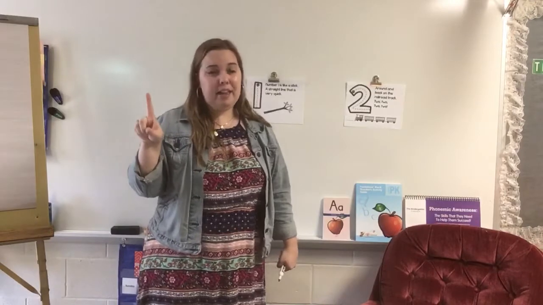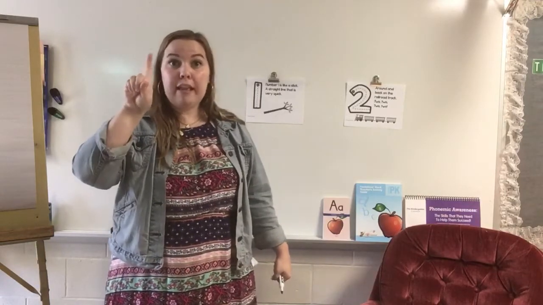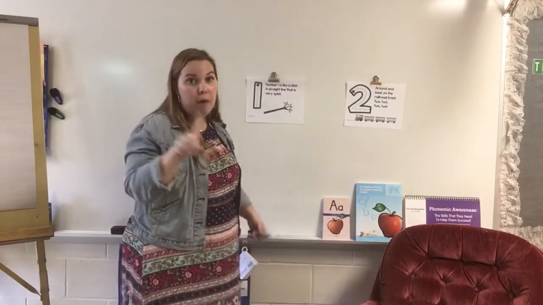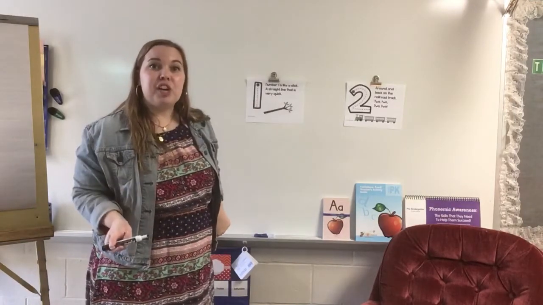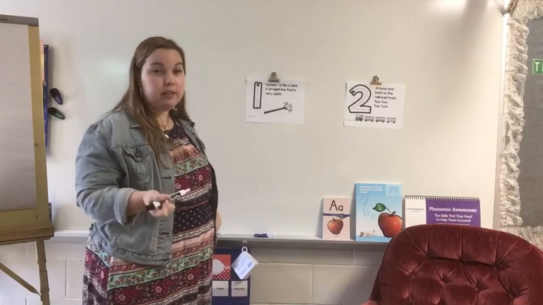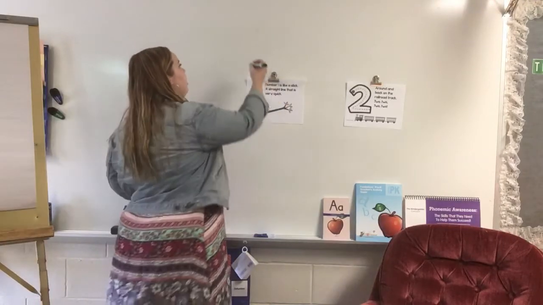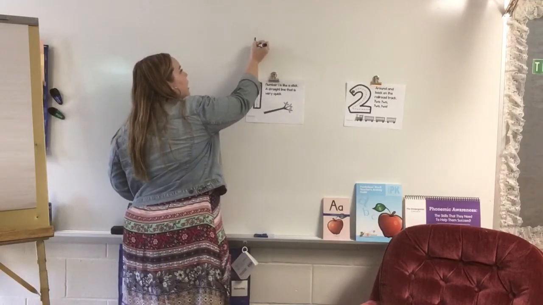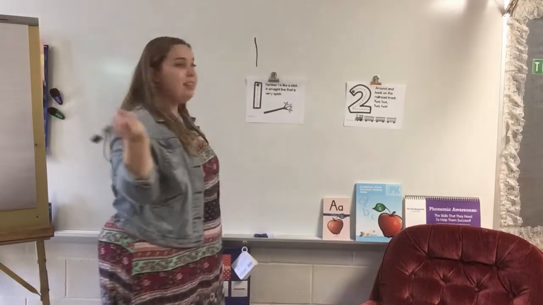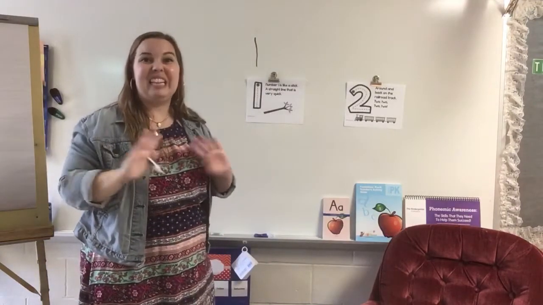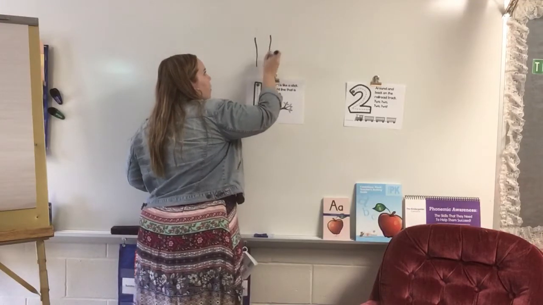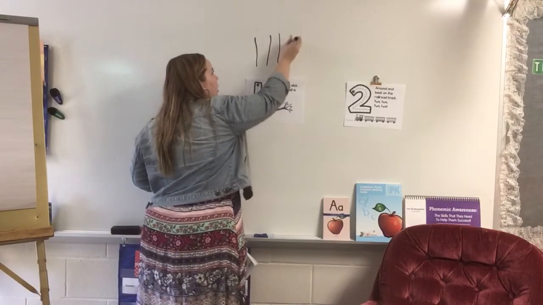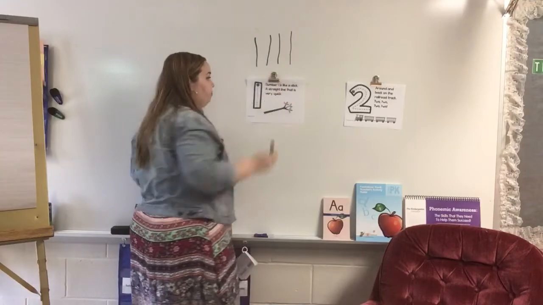He's all by himself. So to write the number 1, we learned a special poem. Number 1 is like a stick, a straight line that's real quick. So let's write the number 1. Number 1 is like a stick, a straight line that's real quick. It's just a line down. Let's do another one. Line down, line down, line down.